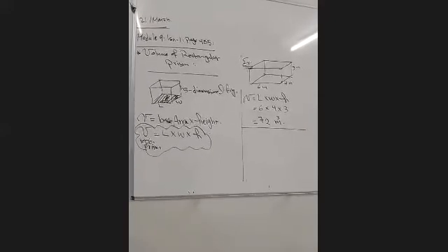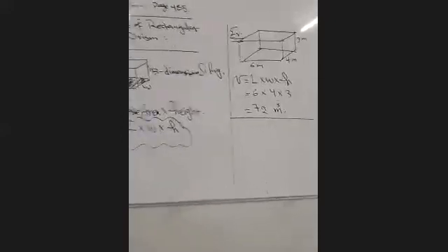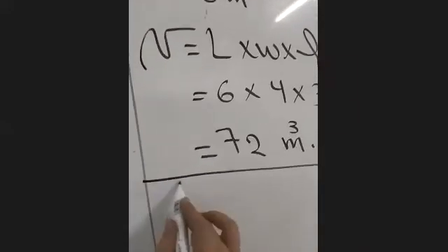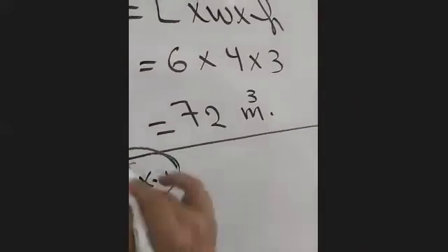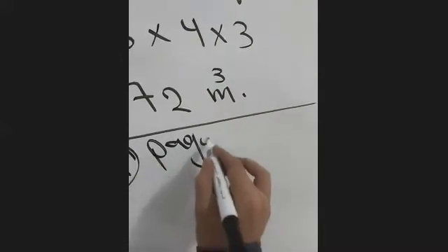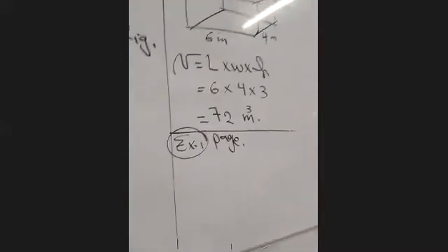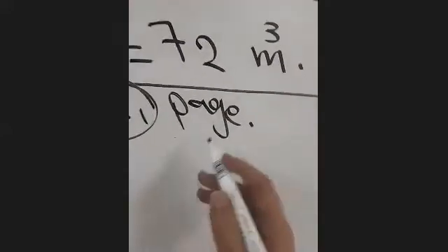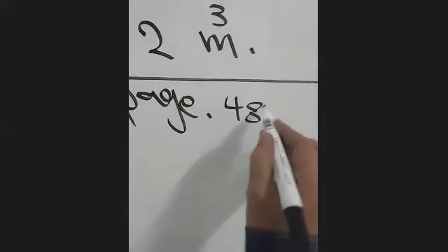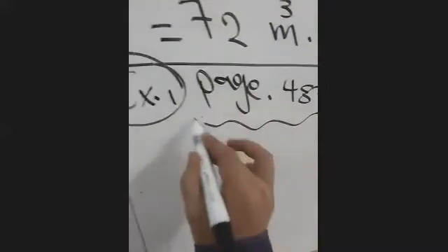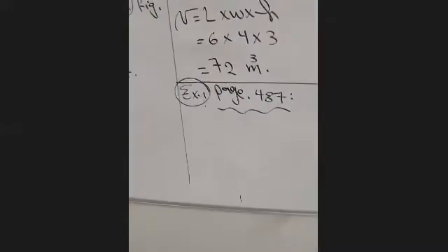Jad, read. Let's see Example 1. Read, my son. Find the volume of a rectangular prism. Guys, Example 1, what page? 487. Exactly. Example 1, page 487. Read: find the volume of a rectangular prism.